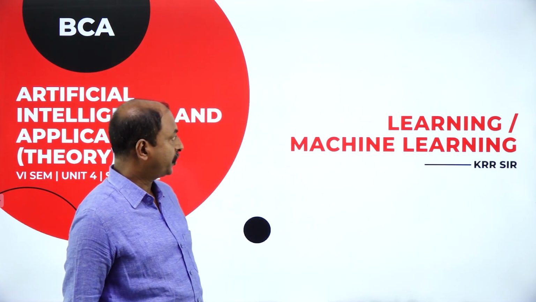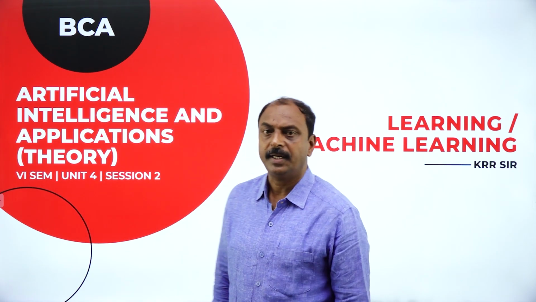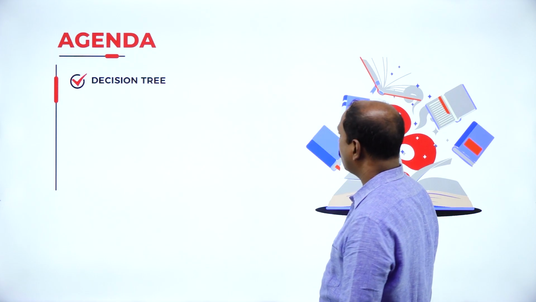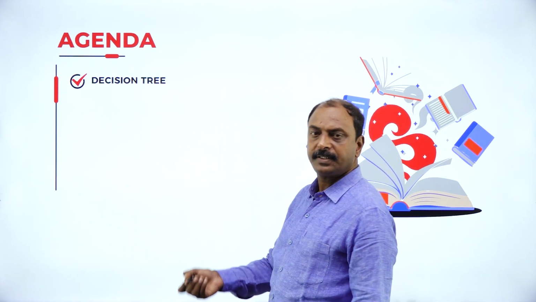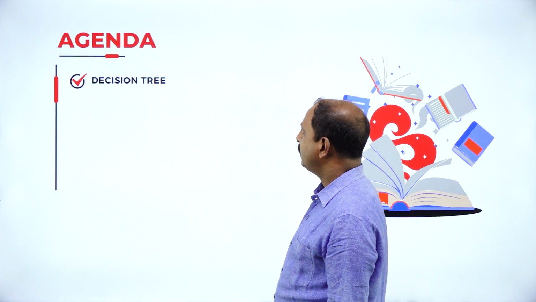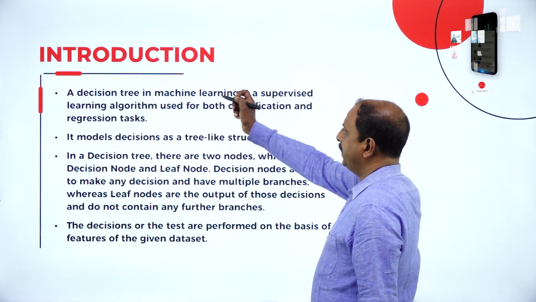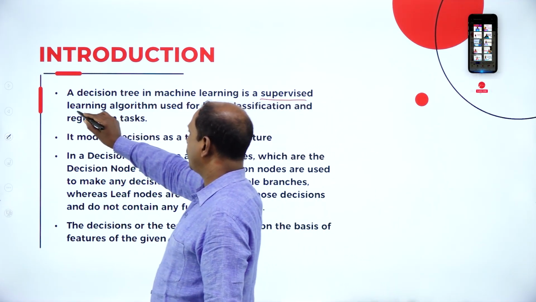Students, let us start our discussion with the unit, the chapter, machine learning. Under this concept, we are going to talk about decision tree in this session. So, let us see what is a decision tree. A decision tree in machine learning is a supervised learning algorithm.